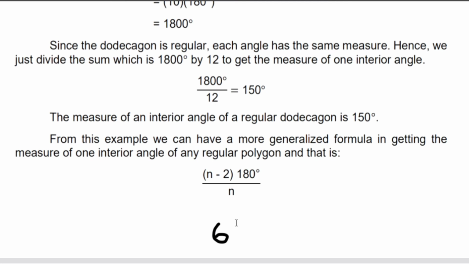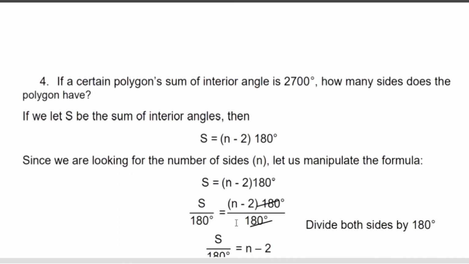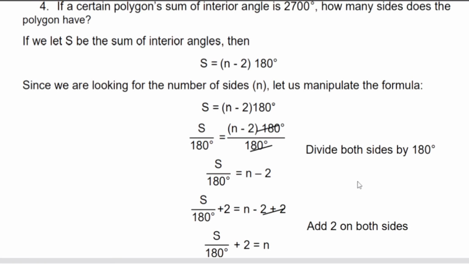And for number 4, if a certain polygon's sum of interior angles is 2,700 degrees, how many sides does the polygon have? So, dito naman sides ang hahanapin natin. So, if we let S be the sum of the interior angles, this will be our formula. S is equal to the quantity of n minus 2 times 180 degrees. So, since we are looking for the number of sides, let us manipulate the formula. S is equal to n minus 2 times 180 degrees.